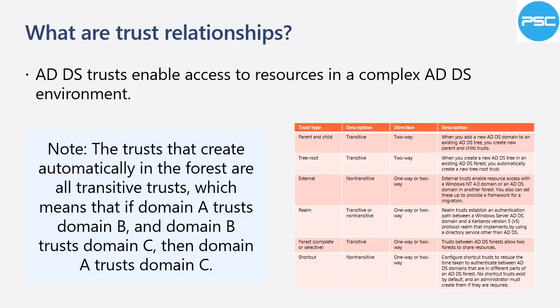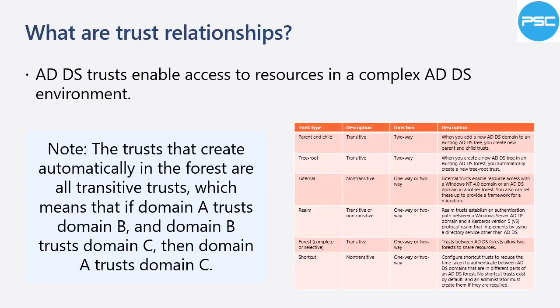When you add a new ADDS domain to an existing ADDS tree, you create new parent and child trusts. Tree root. This type of trust is also transitive and two-way. When you create a new ADDS tree in an existing ADDS forest, you automatically create a new tree root trust. External trust. This type of trust is non-transitive and can be either one-way or two-way. External trusts enable resource access with a Windows NT 4.0 domain or an ADDS domain in another forest. You also can set these up to provide a framework for a migration.